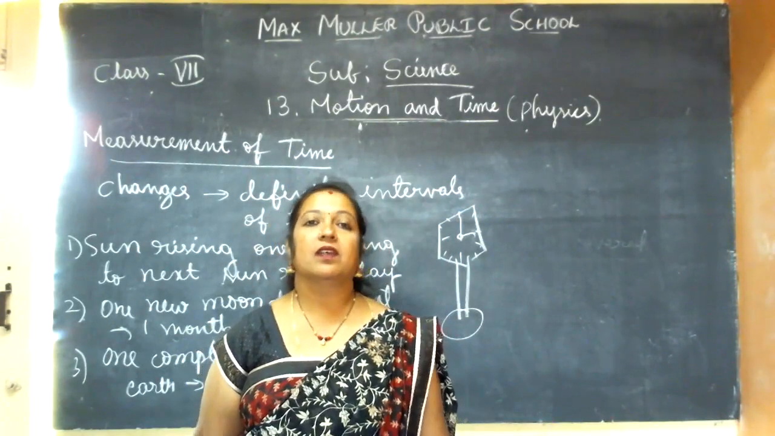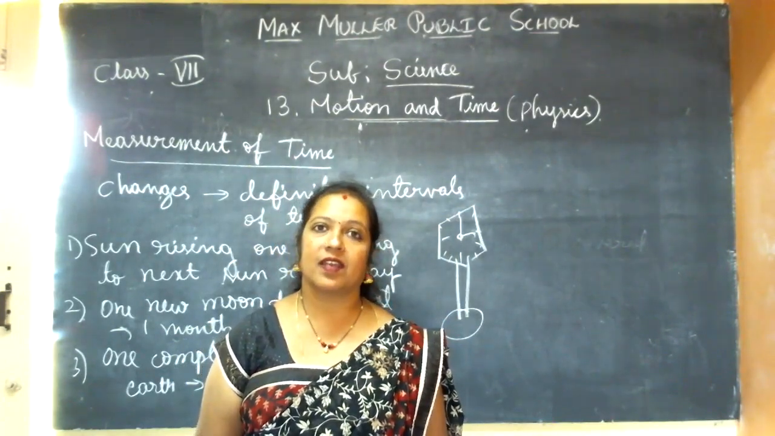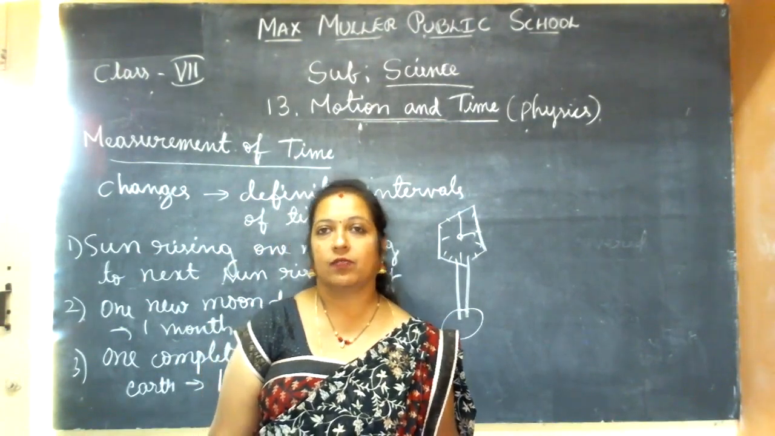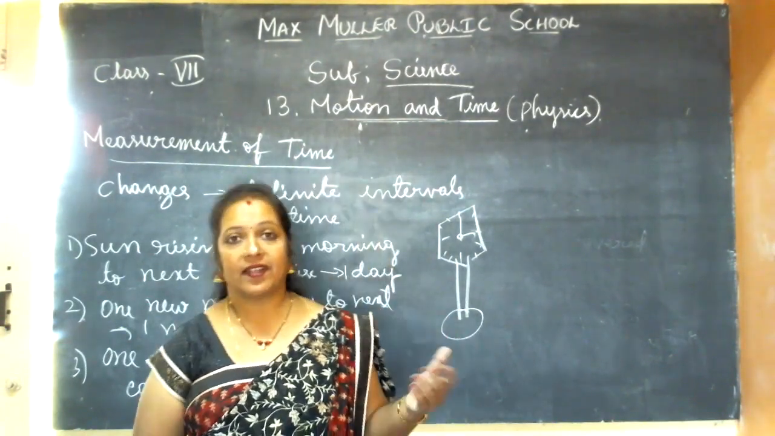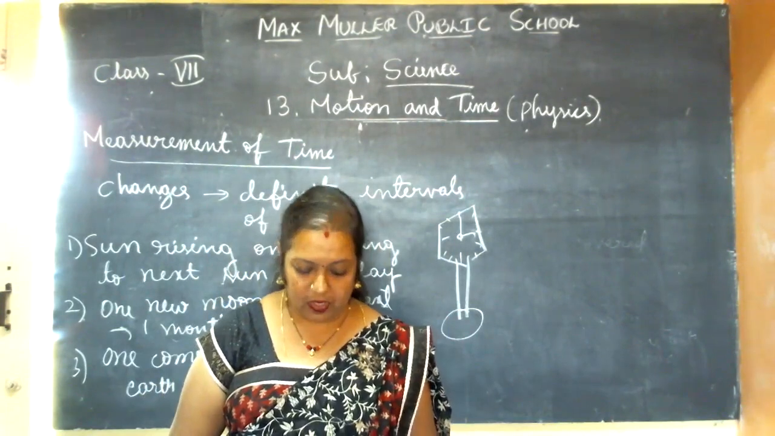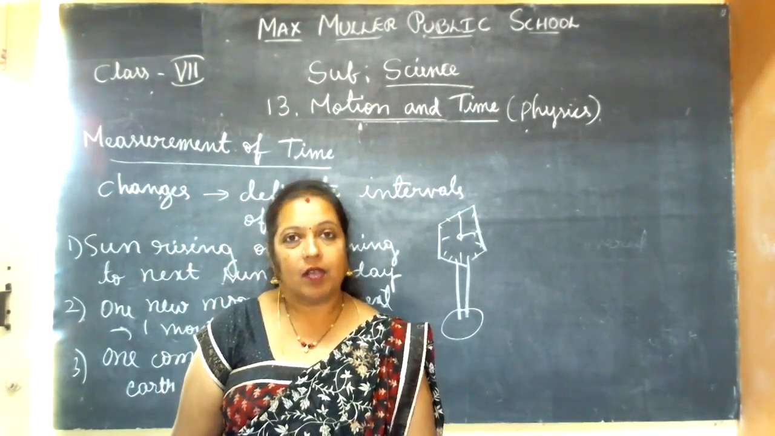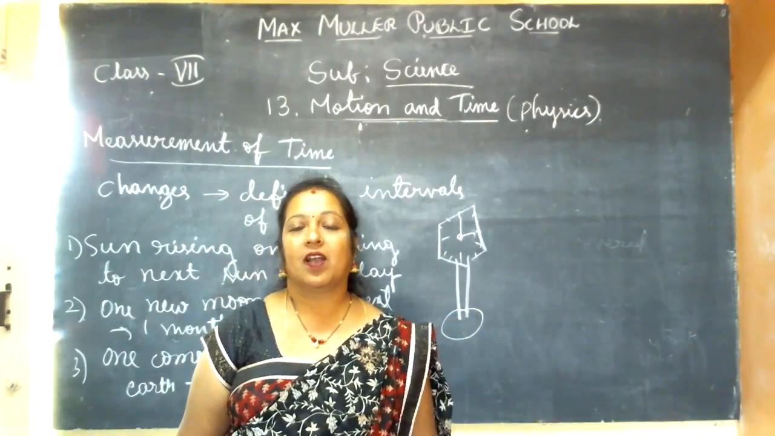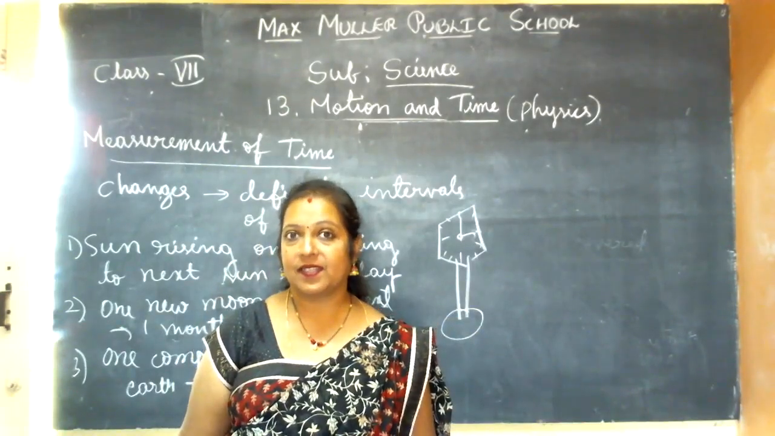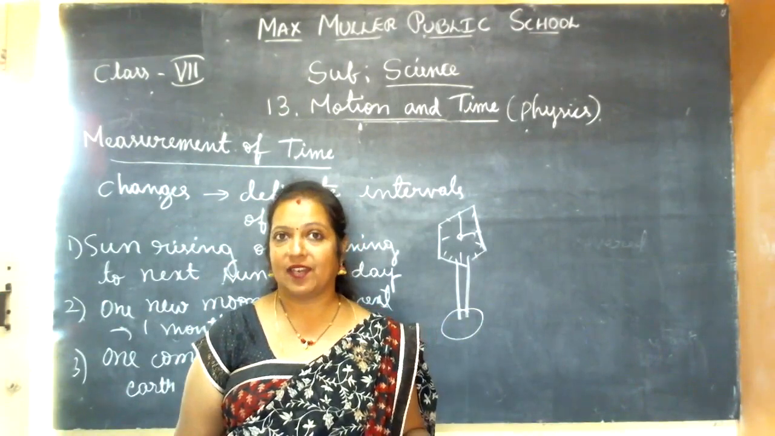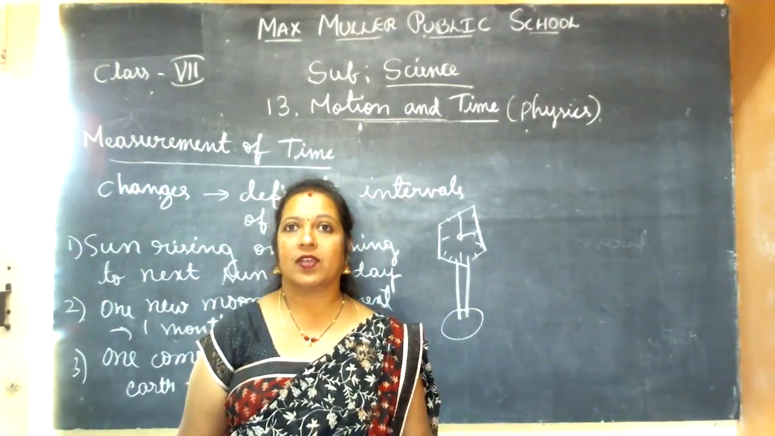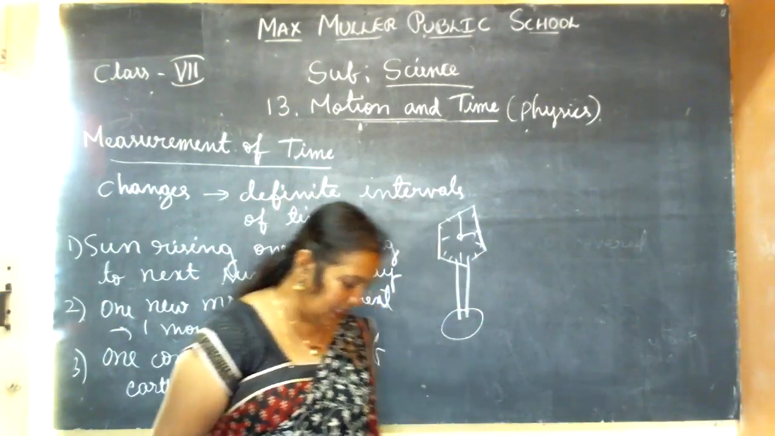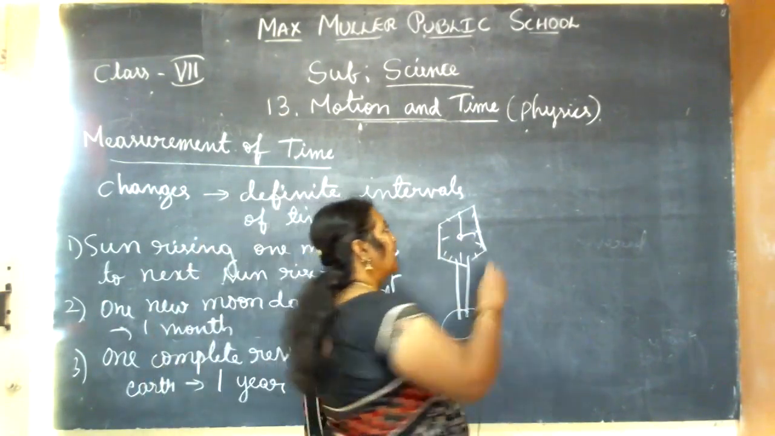Later on, advanced clocks came, which use cells. So watches are what we invented later. First only the pendulum clock was invented. How it came into existence, that we will study now. See, this pendulum clock is based on one concept, that is the simple pendulum.